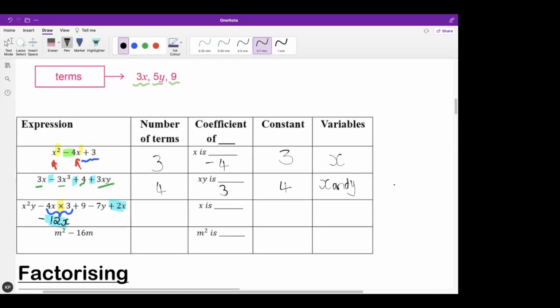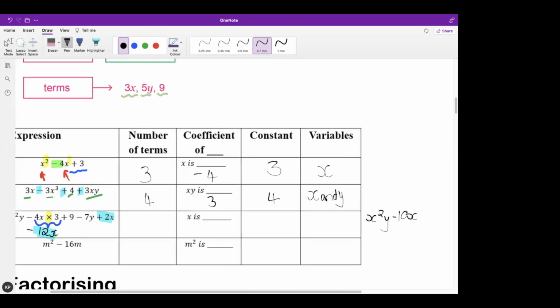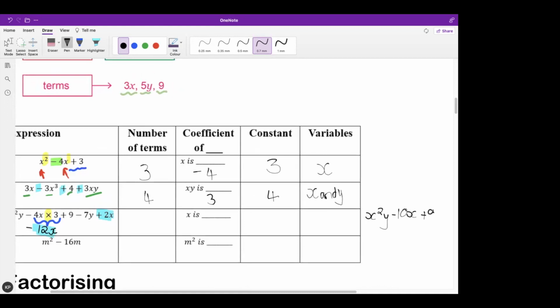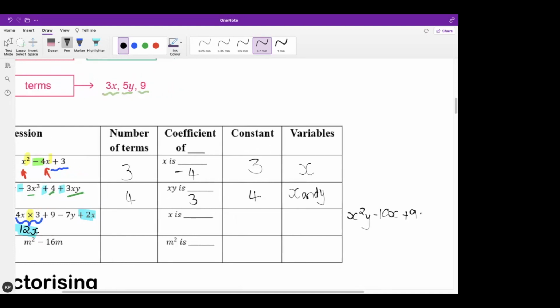So x squared y, we can't exactly simplify. I'm just going to rewrite it the way it is. It's just x squared y. What is minus 12x plus 2x? Negative 12x plus 2x. It's not just negative 10, it's negative 10x. Okay. And then we have a plus 9, which we can't exactly do anything about. So I'm just going to rewrite it as plus 9 and minus 7y.